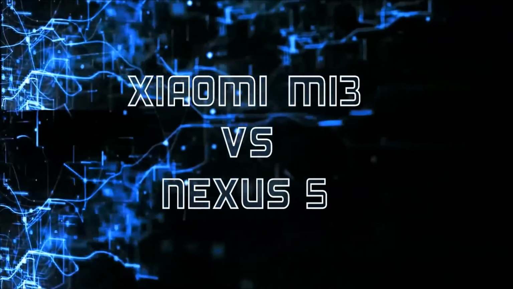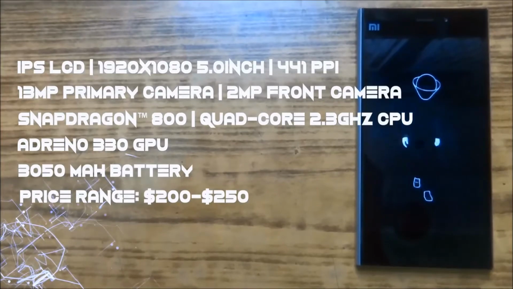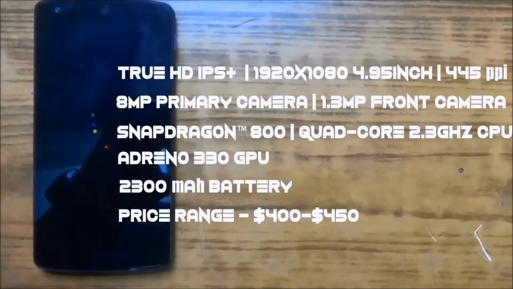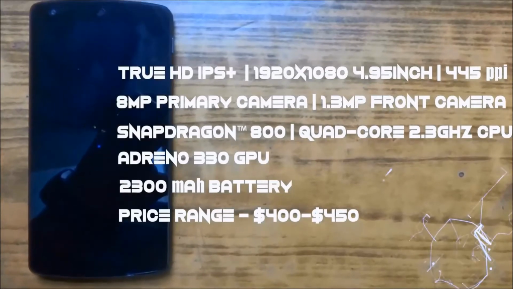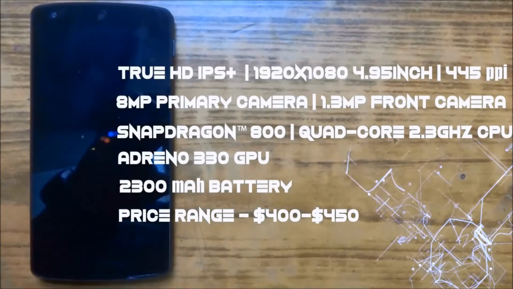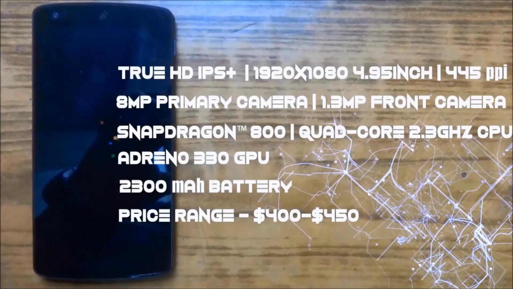Xiaomi Mi3. So these are the specs for Xiaomi Mi3 with its boot animation on the screen, and now these are the specs for the Nexus 5 with the boot animation on your screen. You will notice that the specs are pretty much similar in both the devices.